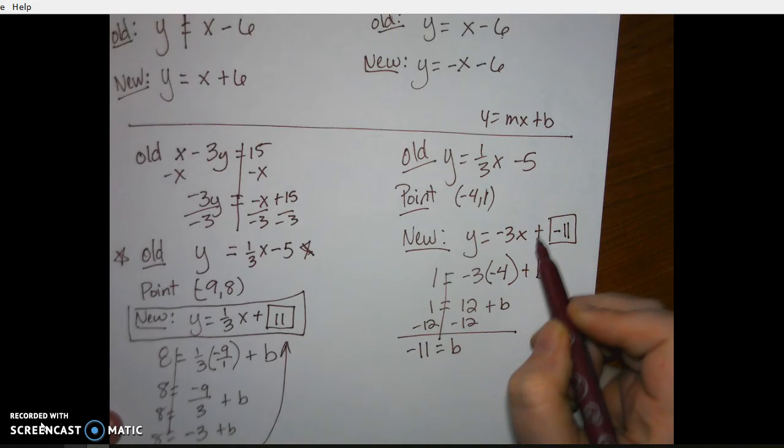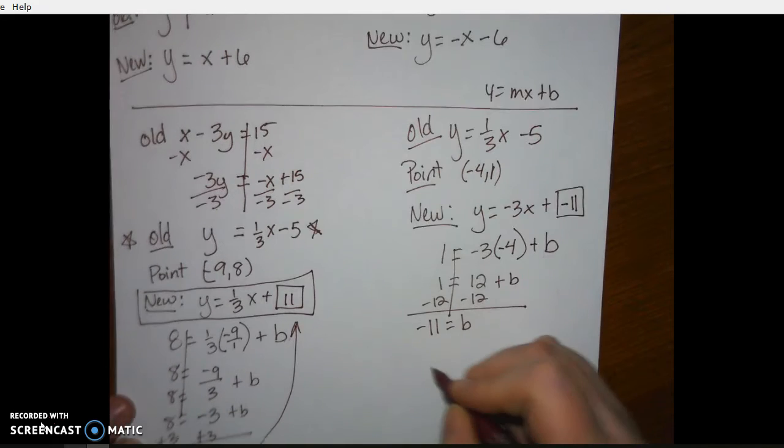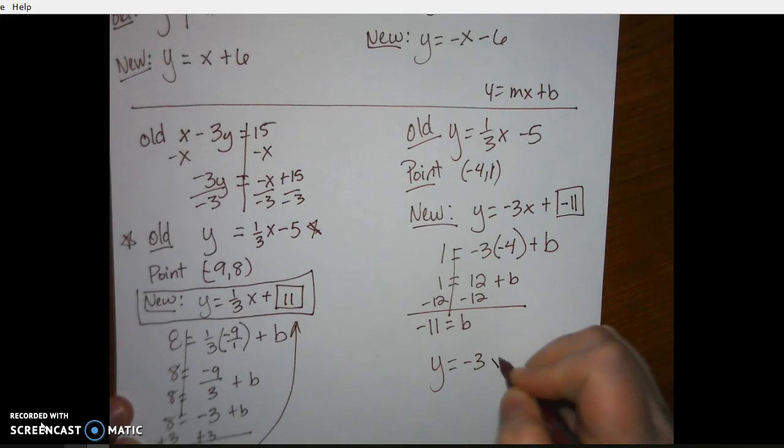Now, you don't have to have this plus if you have a minus. You can also write it like this.